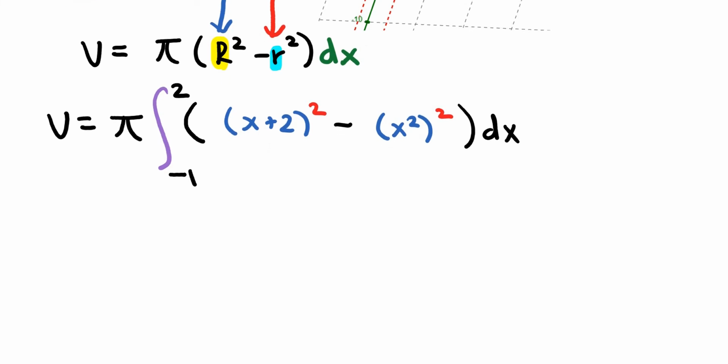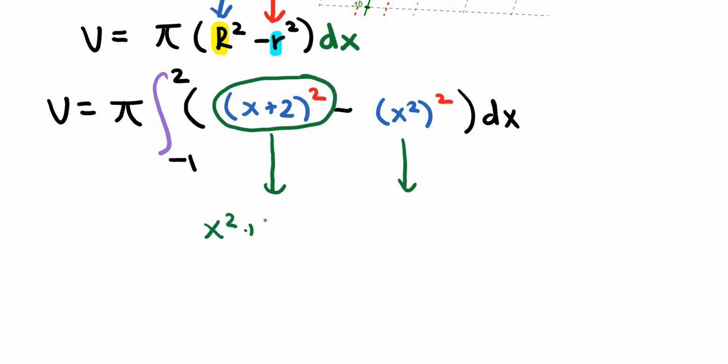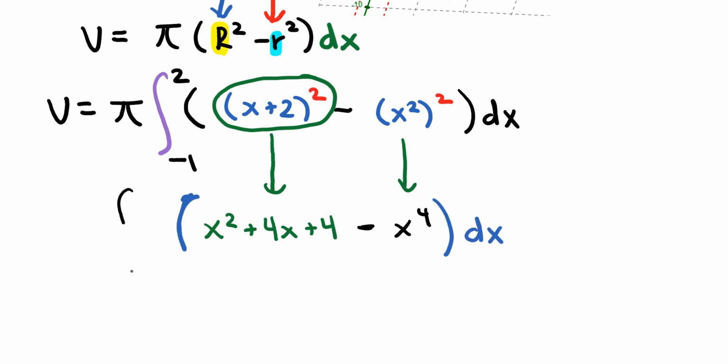Before you find the antiderivative, it'd be best to simplify the inside expressions here. So if I use FOIL here, that's going to be x squared plus 4x plus 4. And this is going to be minus x to the power 4. And then all that is going to be, let's put that in a bracket there, of the dx. And then I'm going all the way from -1 to 2, and then a pi in front.